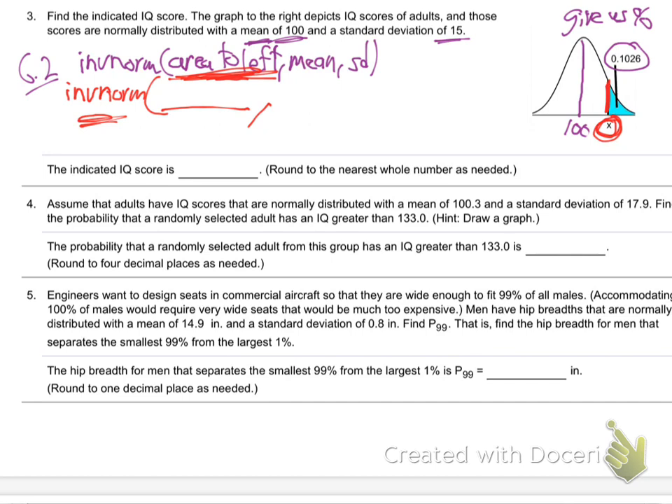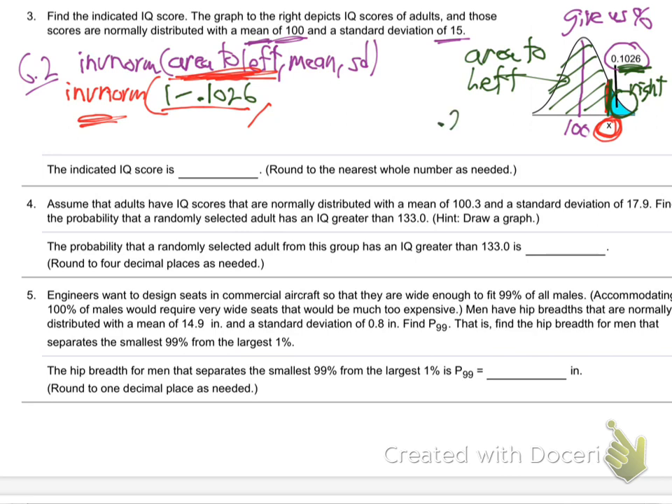Well, how do we know area to the left? We know the area to the right is 0.1026. So what is this area here? This is area to the left of x, right? The rest of the curve is the area to the left of this spot. They're telling me the area to the right is 0.1026. How do I find the area to the left? It's going to be 1 minus 0.1026, right? Because that's the rest of the curve.